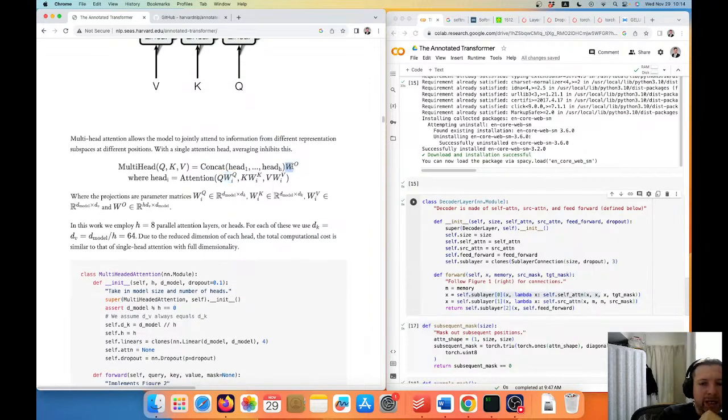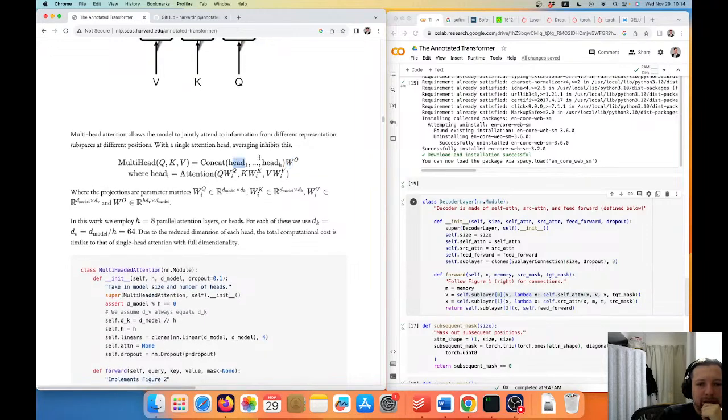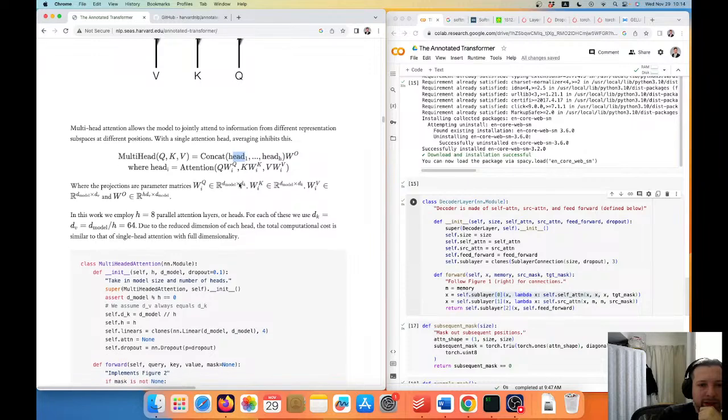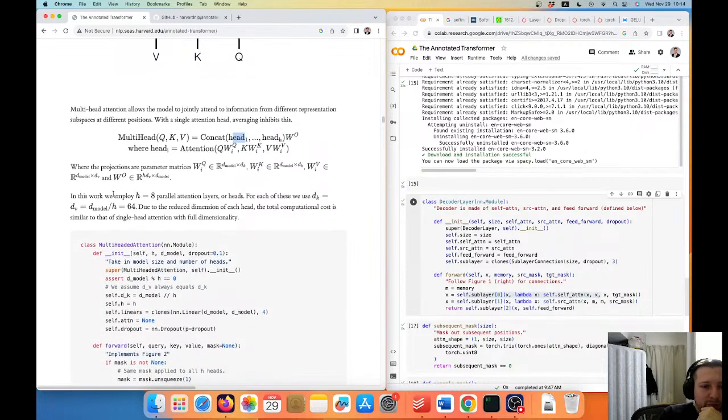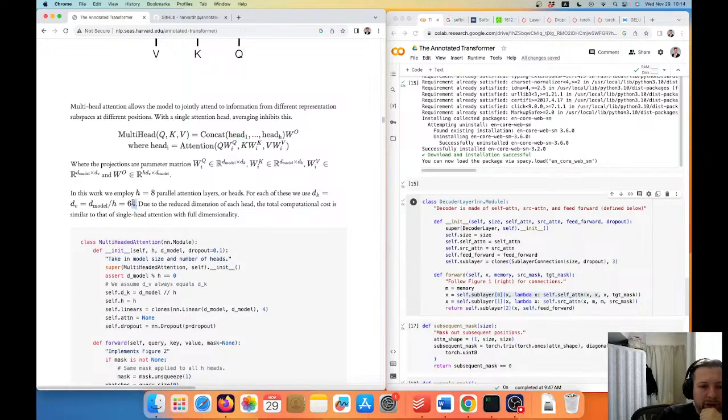And then you can weigh again. How much do you want to weigh each attention head? So in this work, we employ h equals 8 parallel attention layers, or heads. For these, we use d sub k equals d sub v equals d model over h equals 64. Okay, I guess this is just another choice that works.